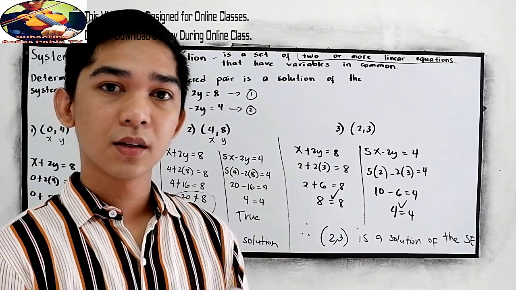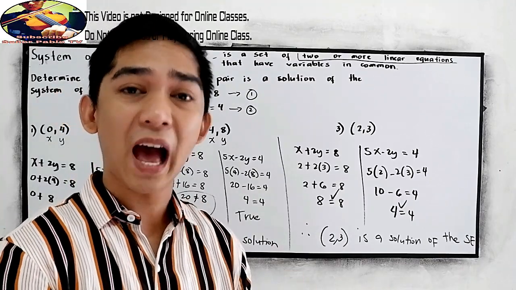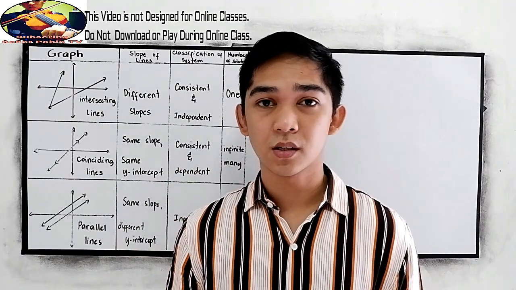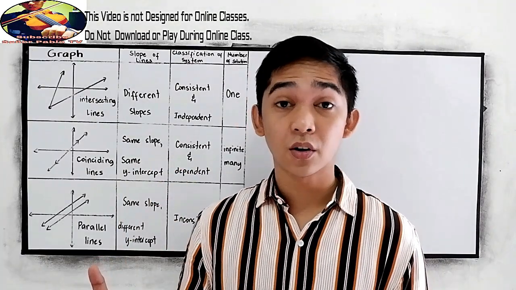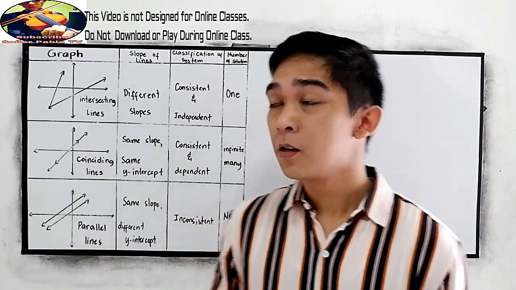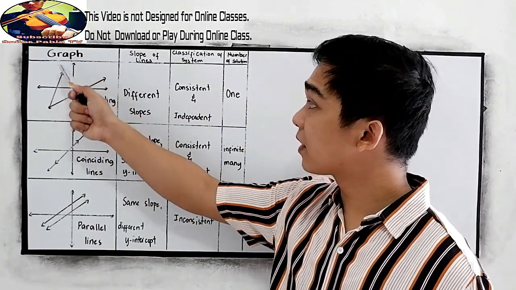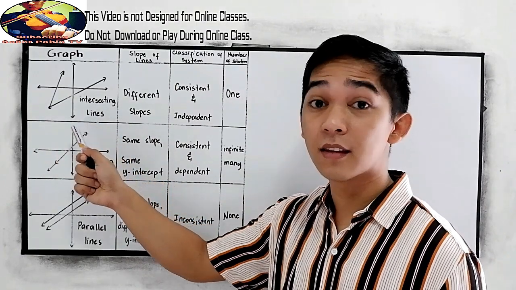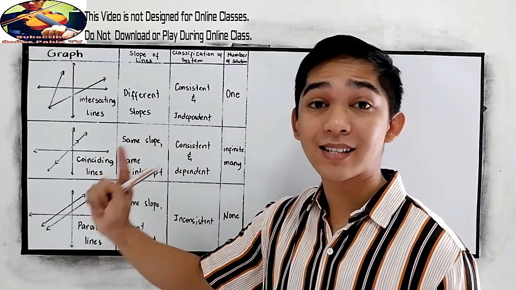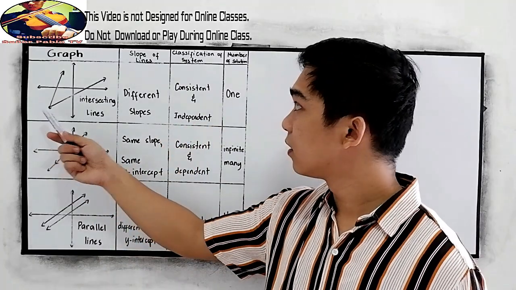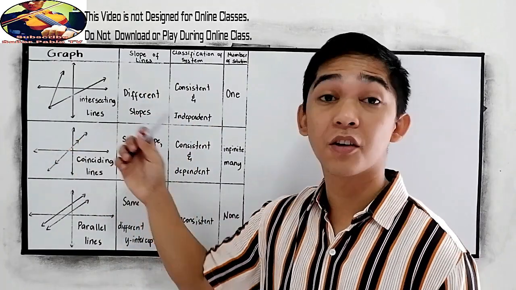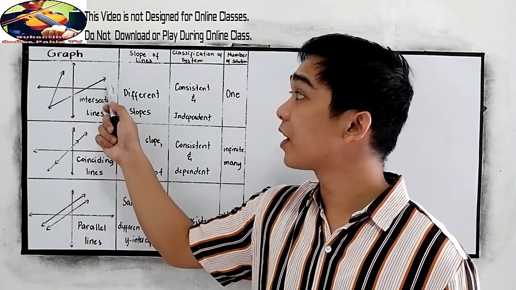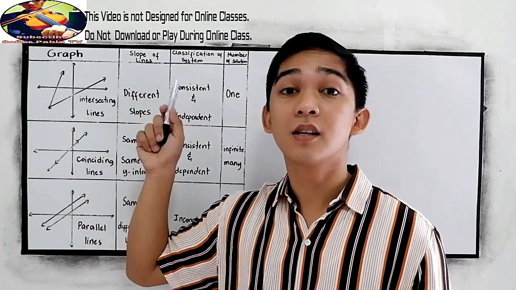Now, we're going to proceed to the graph of our system of linear equations. In a system of linear equations, if we're going to graph, these are the things that you must know. If you encounter a graph like this one, the intersecting lines, that means the lines intersect at exactly one point. The slopes of the lines are different, of course, because the slope of this line is different from the slope of the second line.